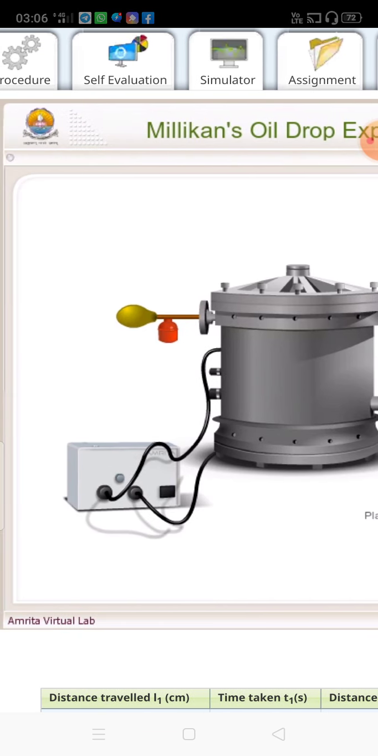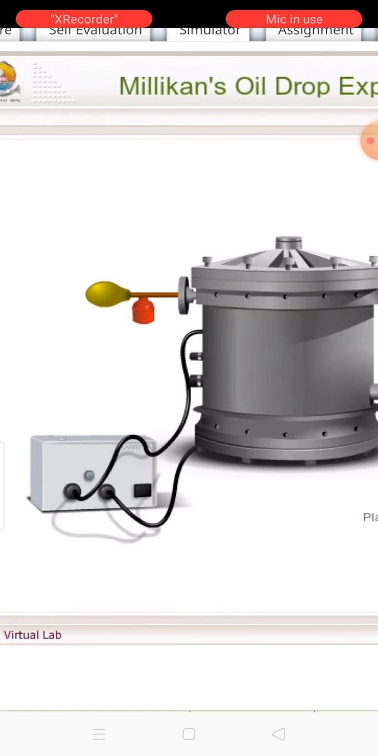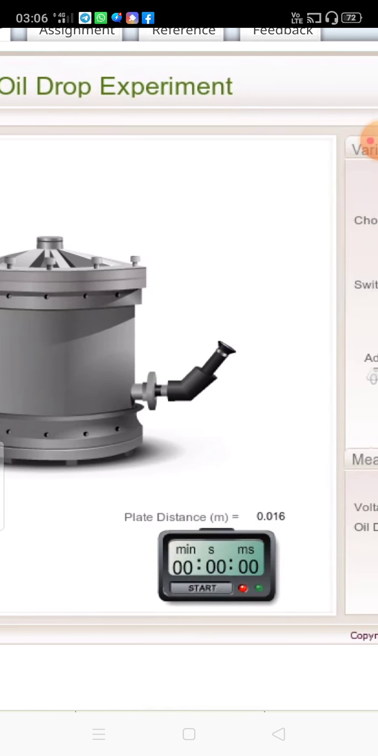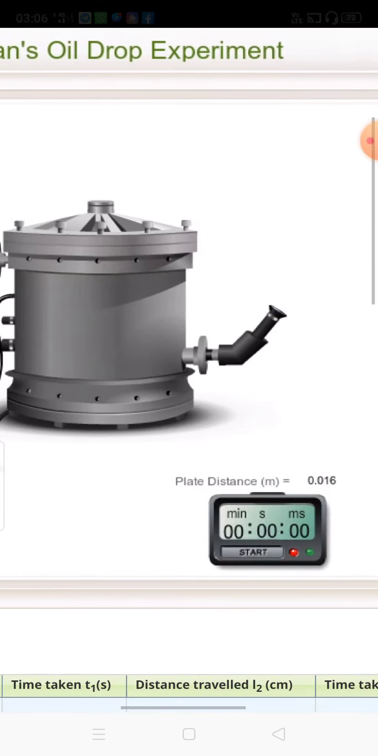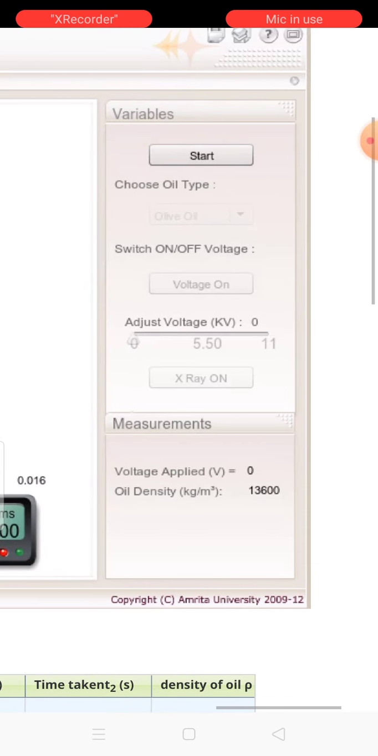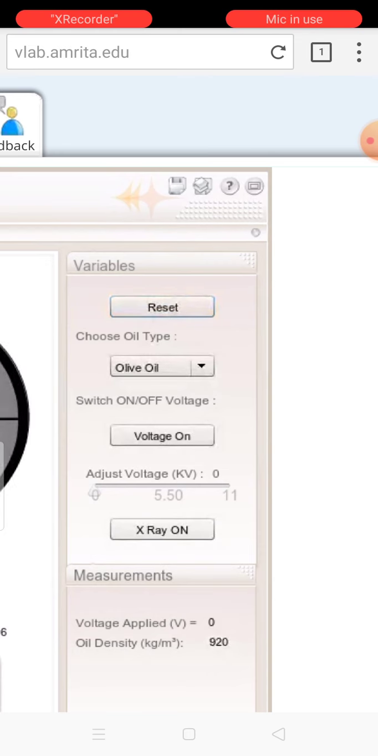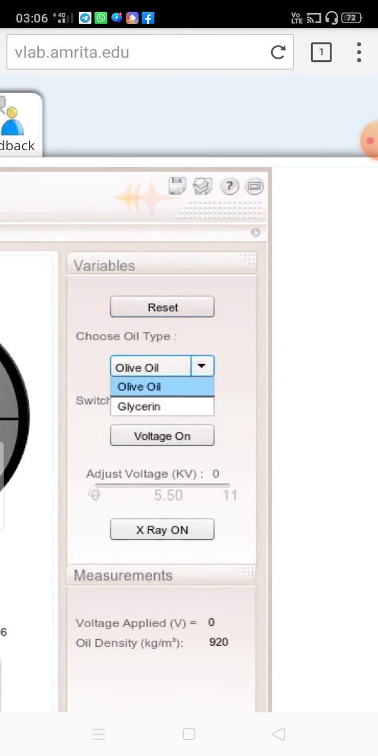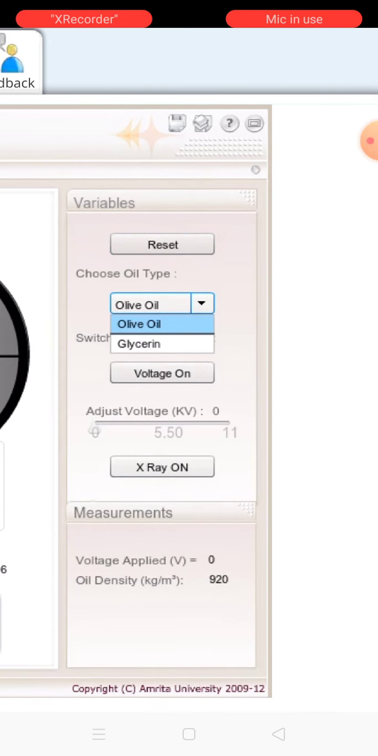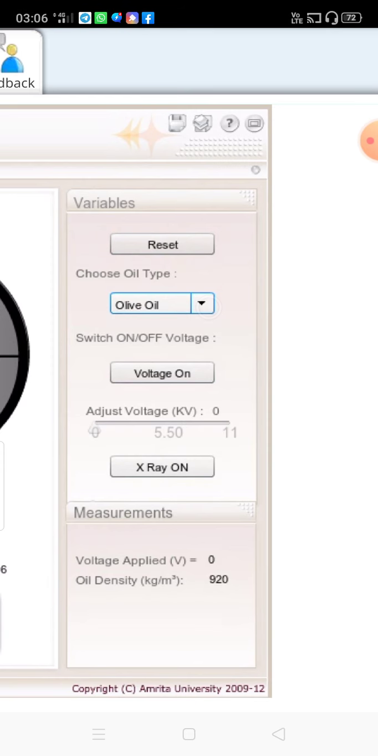Here is the oil drop experiment apparatus. There is a switch button, there is a sprayer and there is a stop clock. Now as I explained in the procedure session, you start with the start button. Then you choose any oil. It is olive oil. The other is glycerin. Then we have chosen olive oil. Clicking again, you find olive oil.